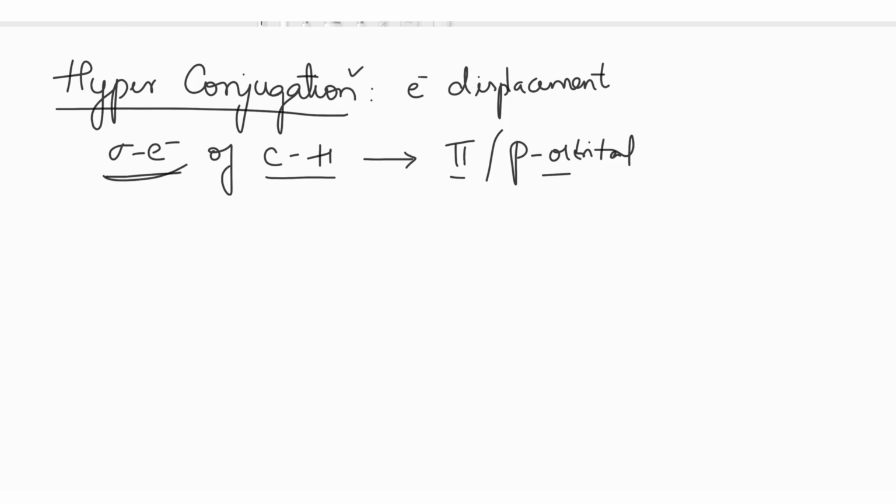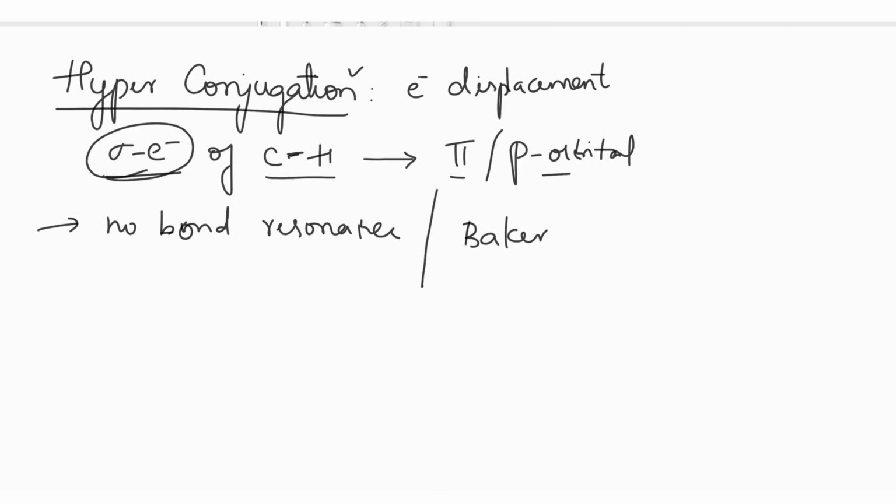Then we observe the sigma electrons shift or delocalization from the C-H to the pi bond. Such an effect is called hyperconjugation, or it is also called no bond resonance. I'll explain why it is called no bond resonance, and it is also called the Baker-Nathan effect. These are the different names given for hyperconjugation: hyperconjugation, Baker-Nathan effect, or no bond resonance.